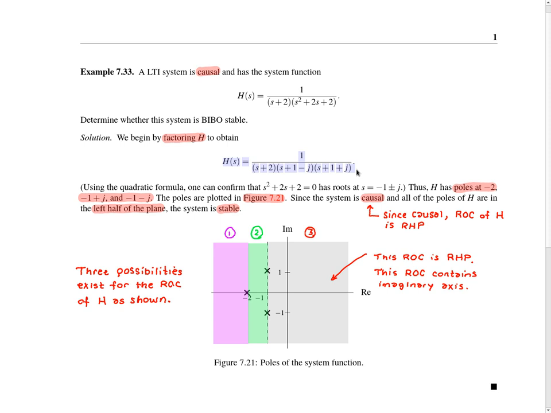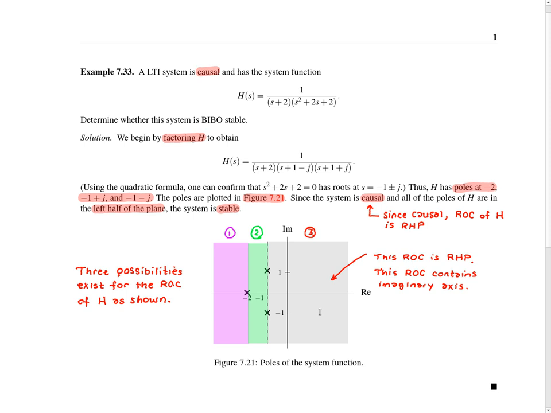Clearly, from this factorization, we can see that big H has poles at -2, -1 minus j, and -1 plus j. Since these poles have two distinct real parts, namely -2 and -1, big H has three possible regions of convergence, namely the regions of convergence shown by the annotated figure here. The first region of convergence corresponds to this purplish shaded left half plane. The second region of convergence corresponds to this green shaded vertical strip. And the third region of convergence corresponds to this gray shaded right half plane.